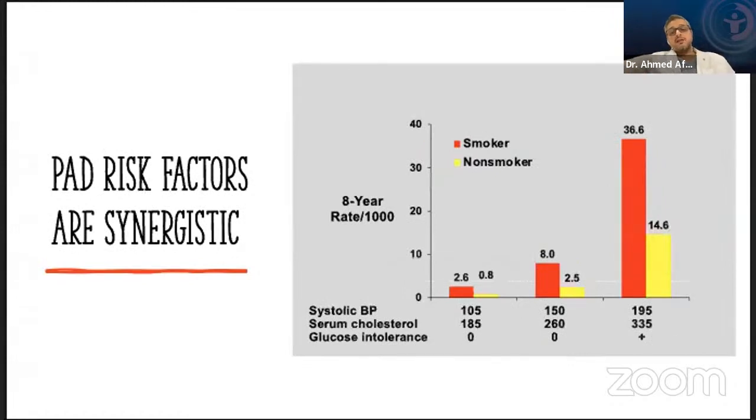And in these slides, we can see how risk factors, when combined in one patient, act in an additive way. So that can explain the severity of the disease, with each risk factor added to another.